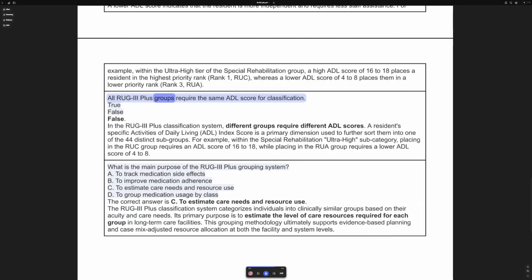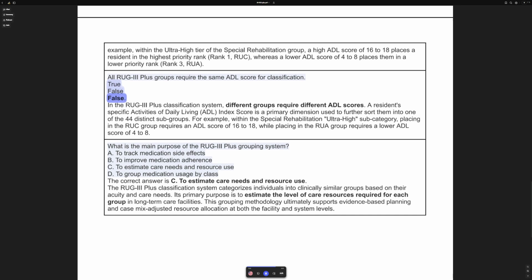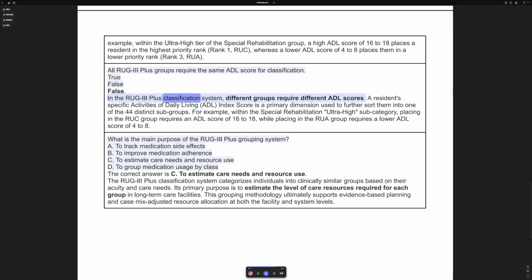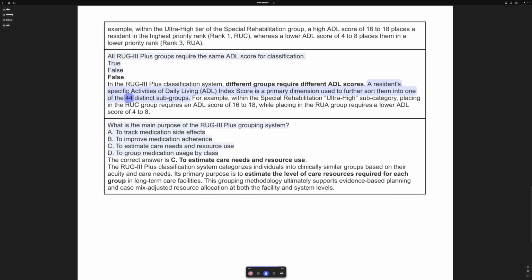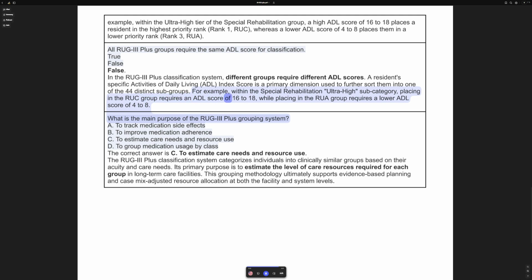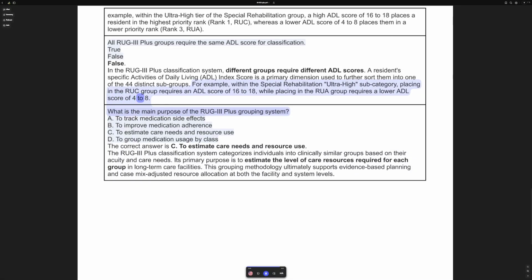All RUG 3 Plus groups require the same ADL score for classification. True, false, false. In the RUG 3 Plus classification system, different groups require different ADL scores. A resident's specific activities of daily living, ADL, index score is a primary dimension used to further sort them into one of the 44 distinct subgroups. For example, within the special rehabilitation ultra-high subcategory, placing in the RUC group requires an ADL score of 16 to 18, while placing in the RUA group requires a lower ADL score of 4 to 8.